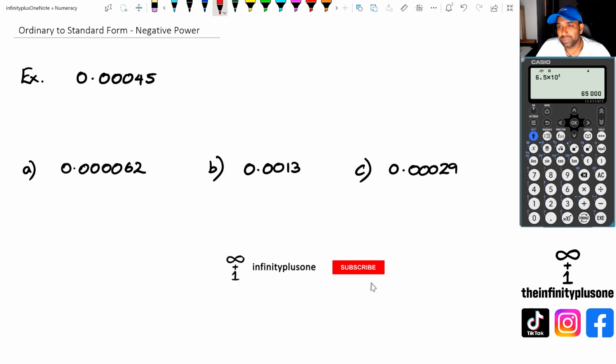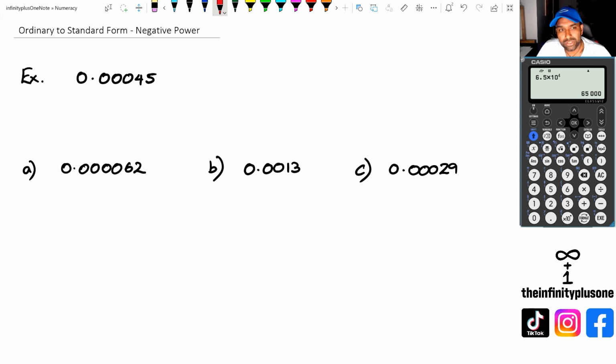So in this example, we're looking at 0.0045. If you've been keeping up with this playlist, in the previous video we were looking at positive powers. So clearly we're going to be looking at negative powers. If you don't understand this video, you might want to go check that previous one out. All right, so what are we going to do?